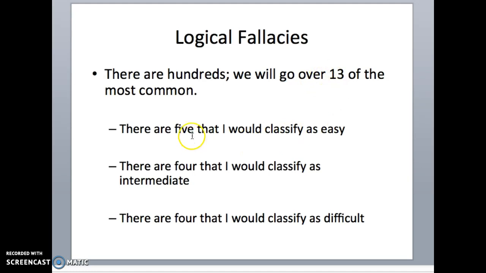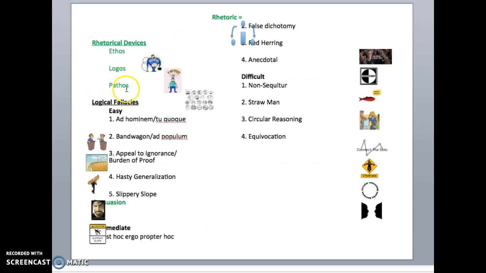I would classify 5 as pretty easy, 4 I would classify as intermediate difficulty, and 4 I would classify as difficult. Here are the ones we're going to go over.